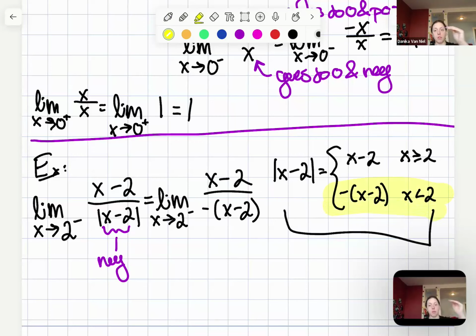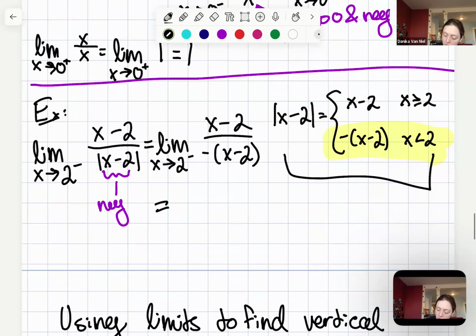We're coming from the left to 2 again. Sorry, I don't know if I'm mirrored or not. We're coming from the left to 2, so x is less than 2. You could distribute that negative, but I would just cancel these two, and then we just get -1.